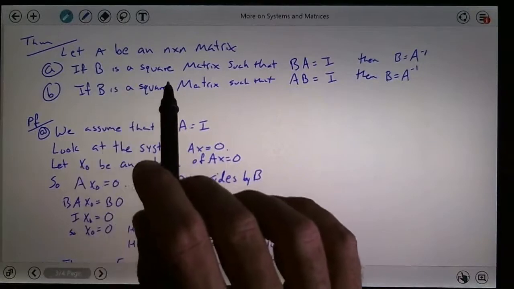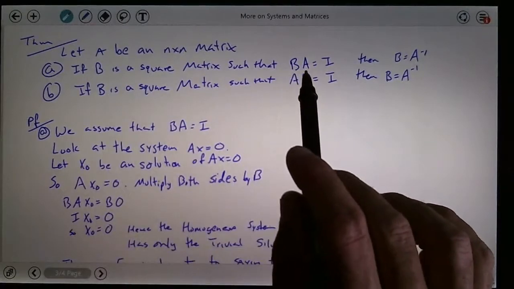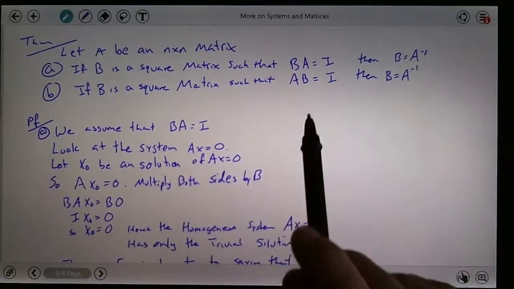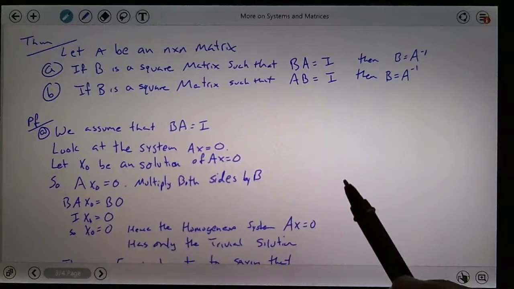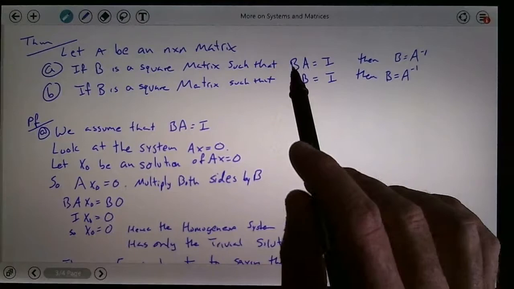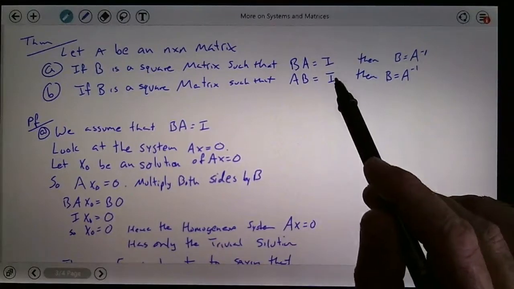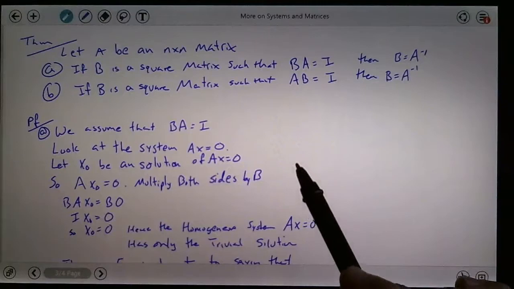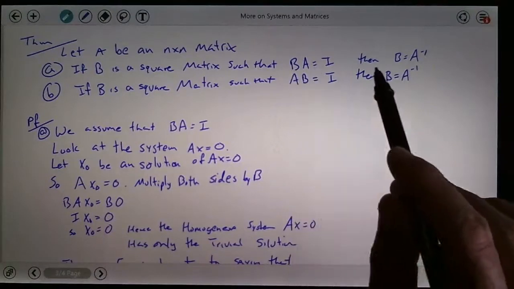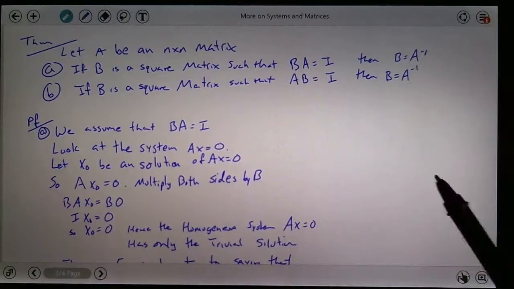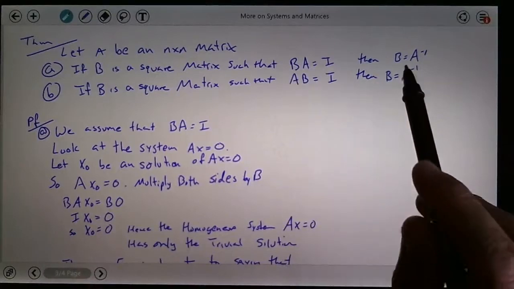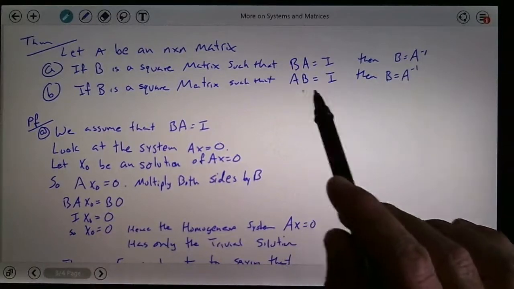If B is a square matrix such that BA equals I, then B is A inverse, and likewise on the other side. In the definition of A being invertible, we said there exists a B that when you multiply it on either side, you get the identity. This theorem is saying that if you have something that acts like the inverse on one side, then it actually is the inverse, and it will work on both sides. So it doesn't matter if you start with it on the left, it's the inverse, or if you start with B on the right, it's the inverse of A.